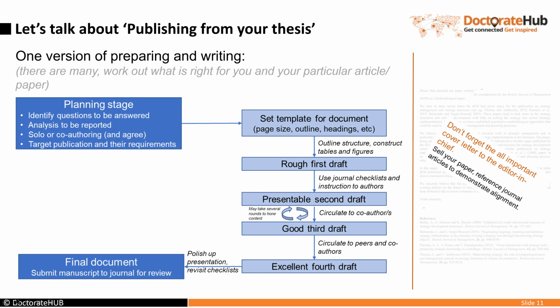So you need to sell your paper, reference some journal articles within it, but you need to demonstrate the alignment of your paper to that journal. Why should they look at you? What's the aha that makes them say, oh, I am interested in this paper, it needs to be reviewed and considered.